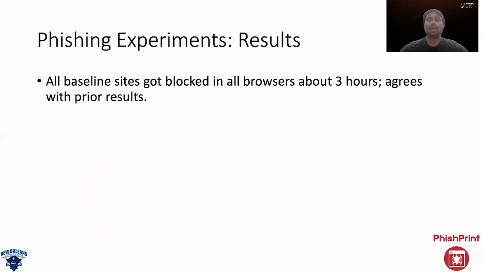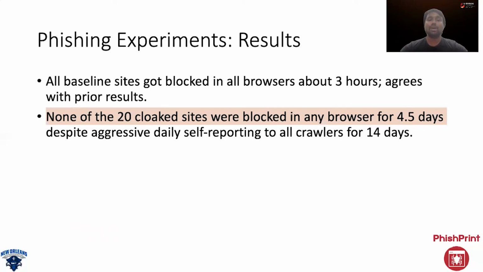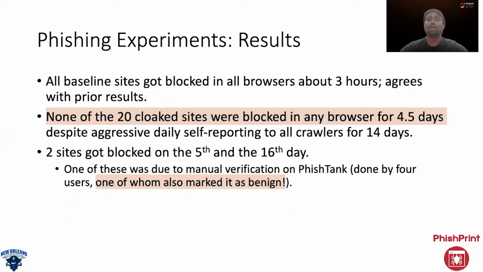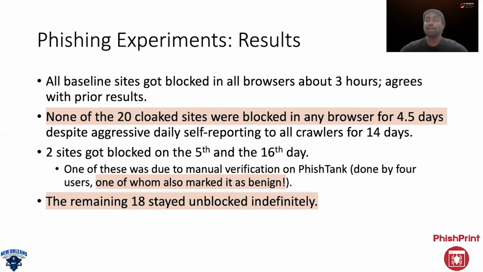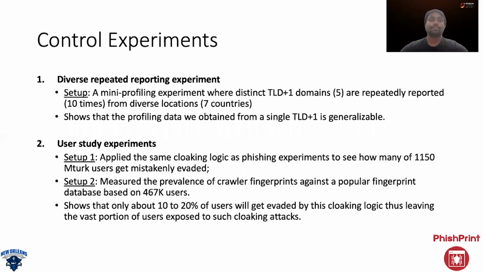The results show that all baseline sites got blocked in all browsers in about 3 hours, which agrees with the prior research. Similarly, none of the 20 cloaked sites were blocked in any browser for 4.5 days, despite aggressive daily self-reporting to all crawlers for 14 days. 2 sites got blocked on the 5th and 16th days because of manual verification by humans on Phishing and an abuse report to Hostinger. I would like to add that the remaining 18 stayed unblocked indefinitely.